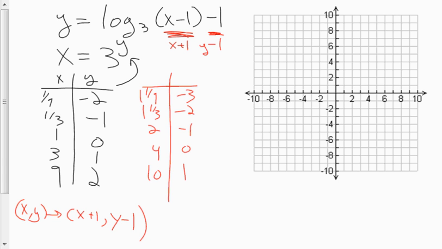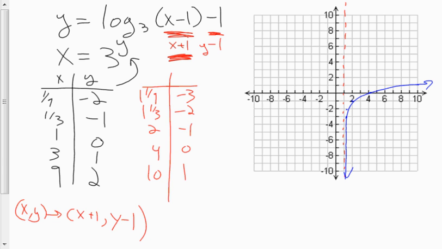Now, knowing that a logarithm has a vertical asymptote, the parent asymptote is at 0. Well, this one shifted right 1. So right away I can draw the x equals 1 asymptote. And then I can draw the points. So 1 and a 9th, down 3; 1 and a 3rd, down 2; 2, down 1; 4, 0; and 10, 1. And then we'll draw our graph to fill our whole graph.